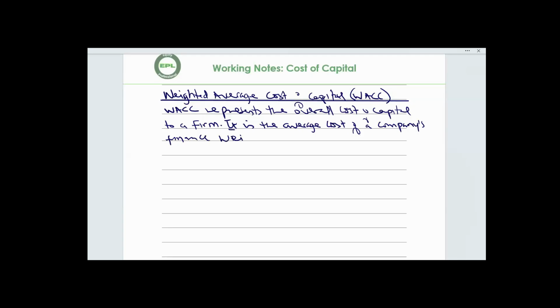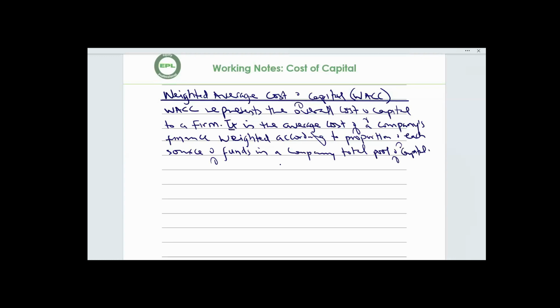weighted according to the proportion or percentage of each source of capital, of each source of finance or source of capital or source of funds in a company's capital structure, or in a company's total pool of capital. So that is WACC. That's the meaning of WACC.